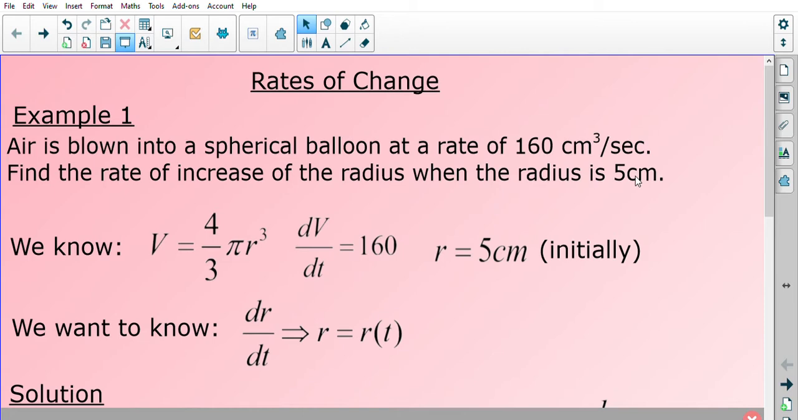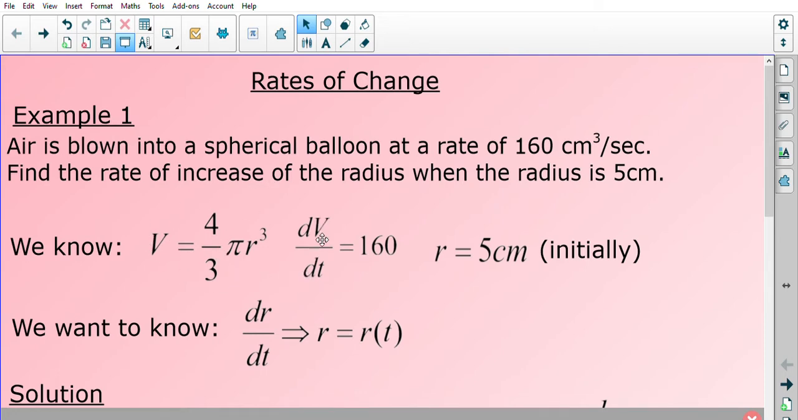We've been asked to find the rate of increase that the radius will have, when we know that the radius initially was 5 centimeters and that 160 centimeters cubed of air is getting blown in every second. So the volume is increasing. What we know is that the volume formula for a sphere is 4/3 pi r cubed. That's a formula that we've seen even during National 5.